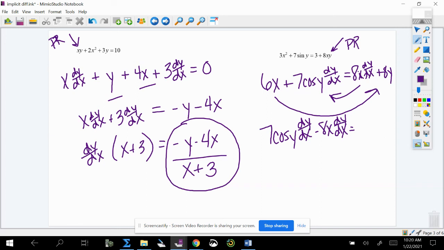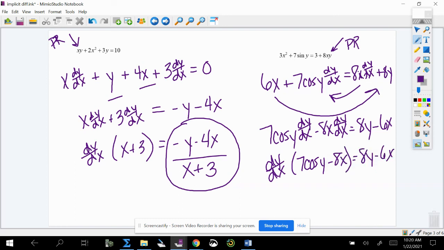And on the right side, I'm going to have the 8y that was there and then the minus 6x that joins it. So then I'm going to factor out my dy/dx, which leaves me with 7 cosine y minus 8x equals 8y minus 6x. And then finally, I'm going to divide by 7 cosine y minus 8x. And again, your answers are kind of messy. When you type them into Delta Math, you just have to make sure you have the right parts in the numerator and the right parts in the denominator. You do not need to try to simplify them in any way. And that is your derivative.